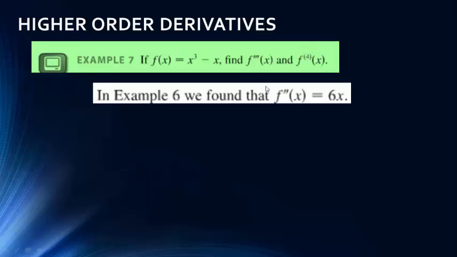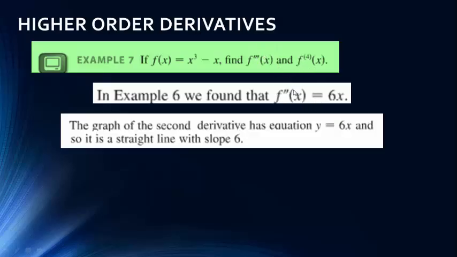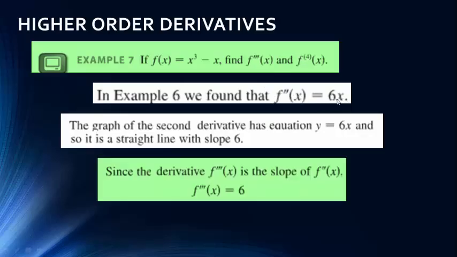All right. Now notice that the second derivative of x is 6x. This is a straight line with a slope of 6. And remember that the third derivative is equal to the slope of the second derivative. Okay? So since the second derivative is a straight line with a constant slope of 6, that means the third derivative is just going to be 6.